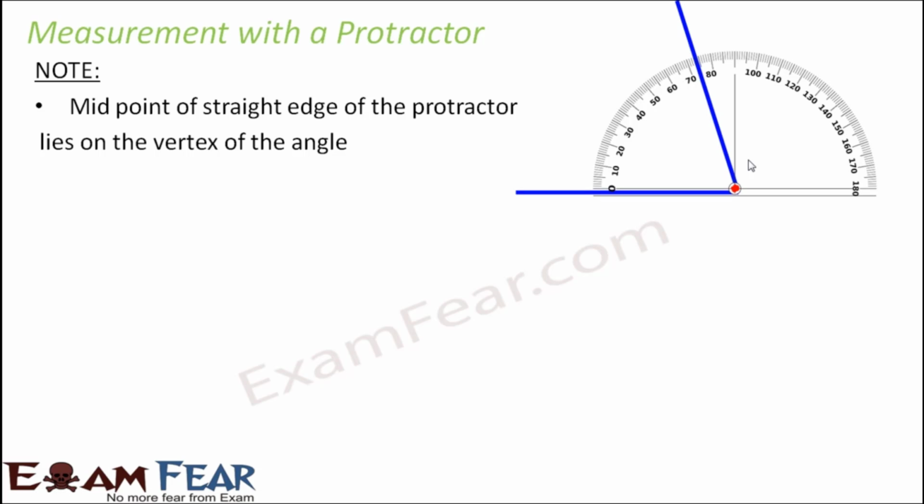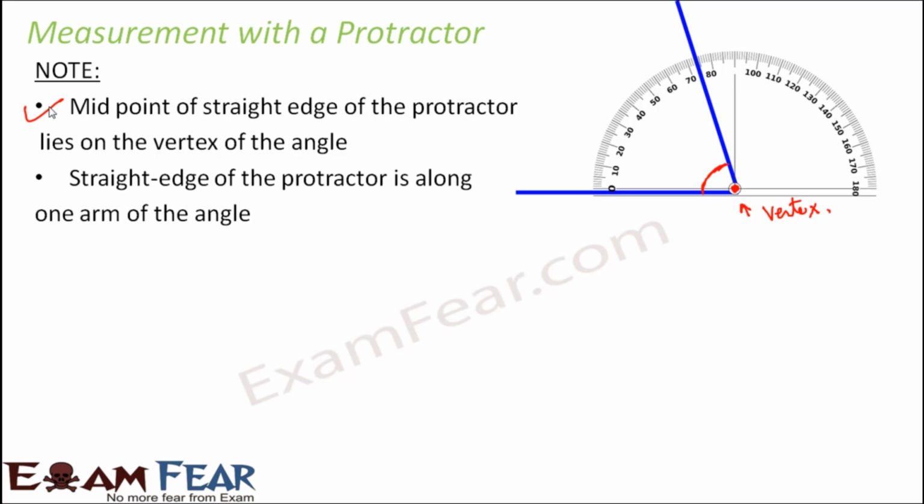So let's take the example of this angle. Let's suppose that you have to measure the value of this angle. This is the vertex of the angle. So we have placed the protractor in such a way that the vertex of the angle and the midpoint of the straight edge of the protractor, they both coincide. So that is how you have to place the protractor. That is the first thing that you need to remember.